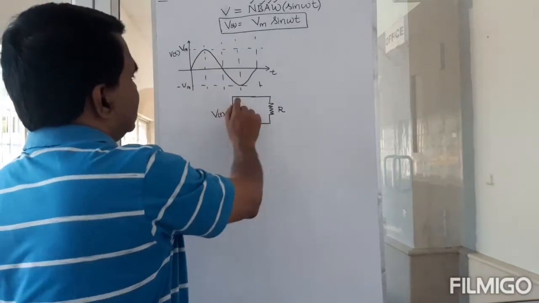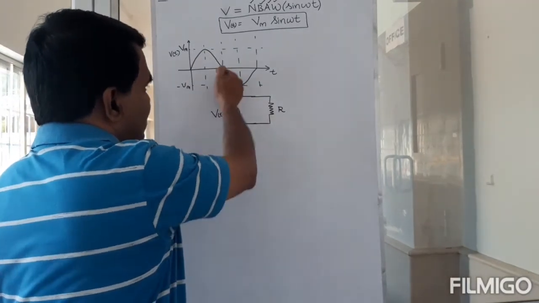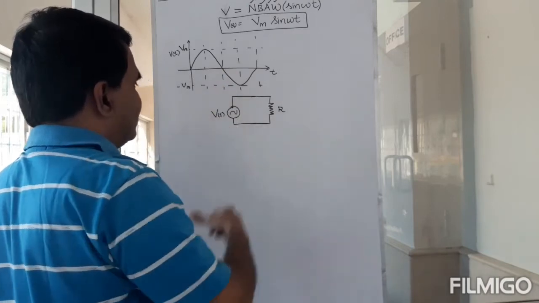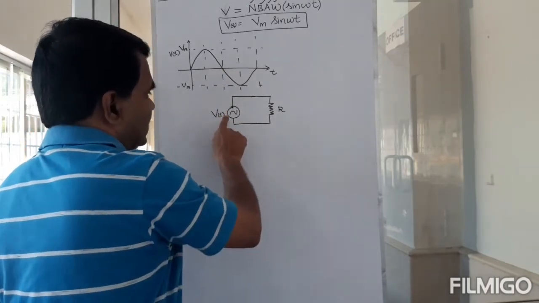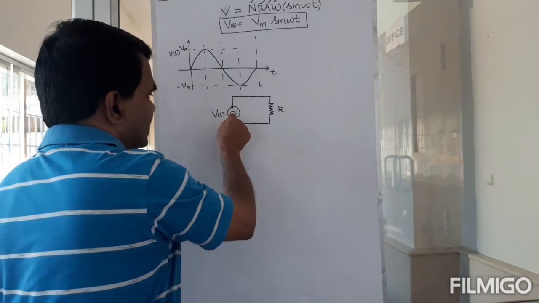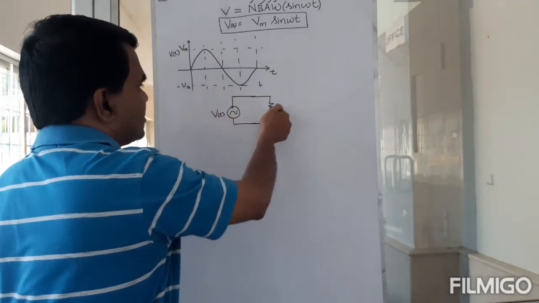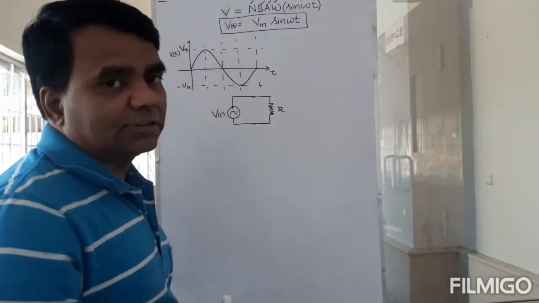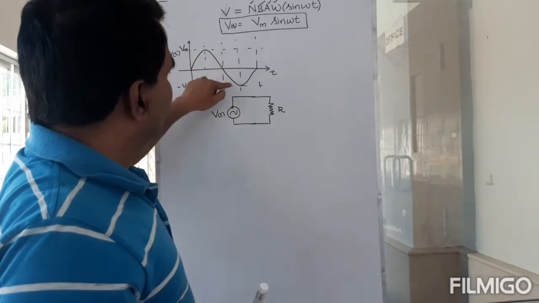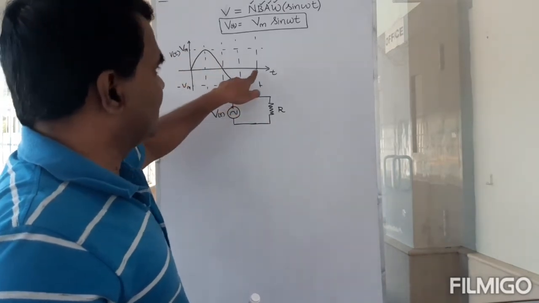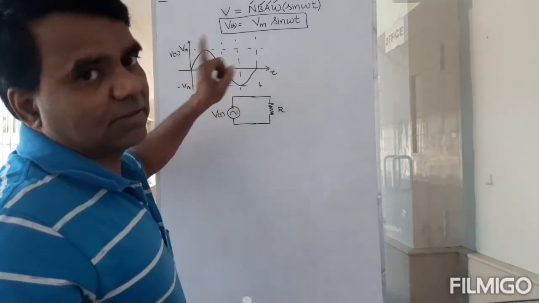For this part, if the current was flowing in one direction, because the polarity is changing, previously it was plus here and minus there. Now it is plus here and then minus there. So current will start flowing in the opposite direction. And again, it will reach its peak and then it will also reach its minimum here.